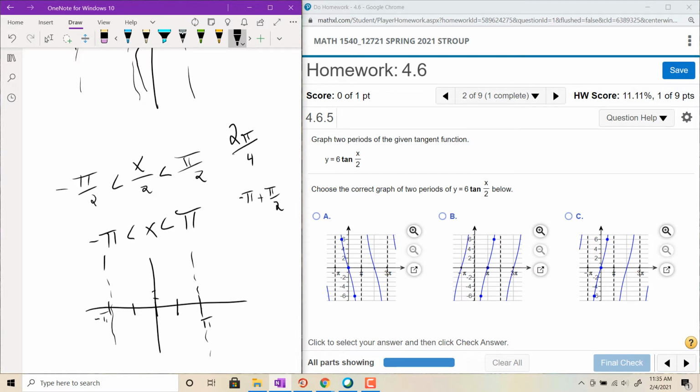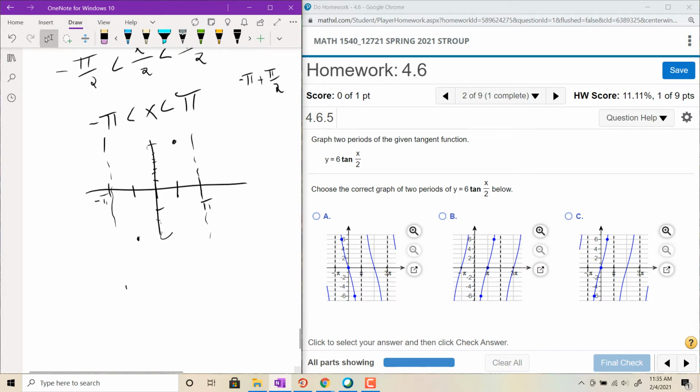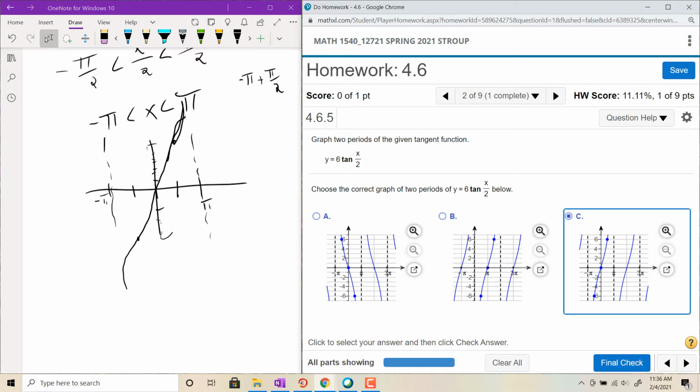So its amplitude is going to stretch it. The key points, so to speak, there's one here, and then there will be one here. And then it'll just kind of go through like this. Of course, I can never get my concavity correct, but it should look like that. So it's going through the middle, folks. So it looks like it's C.